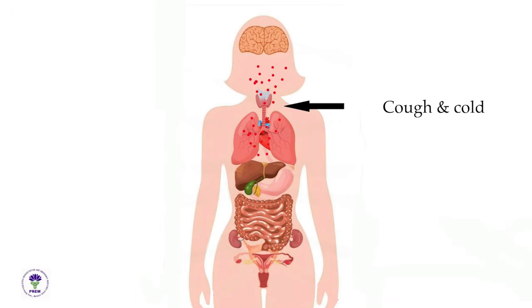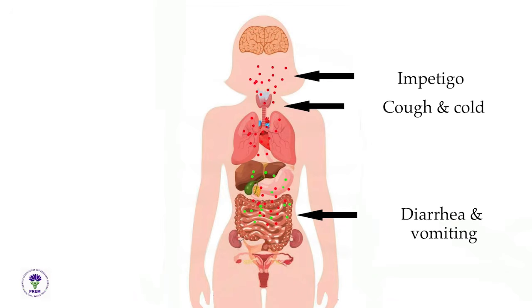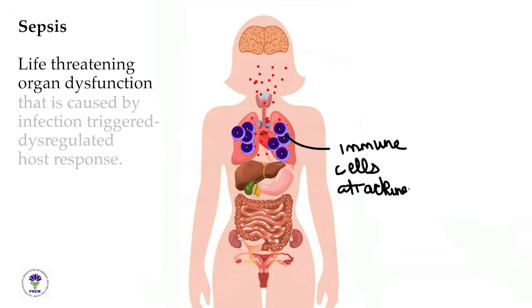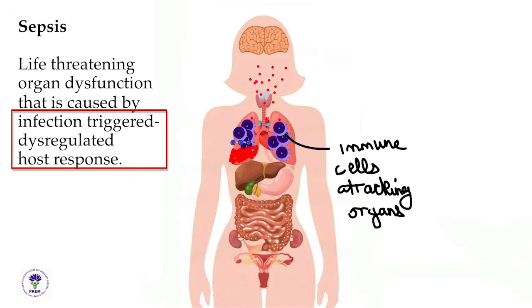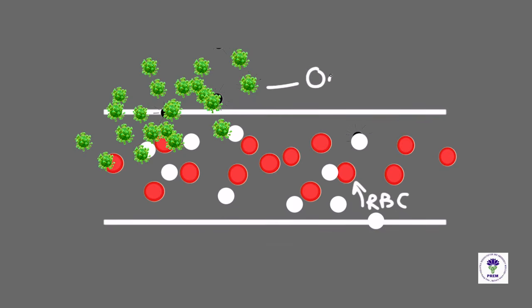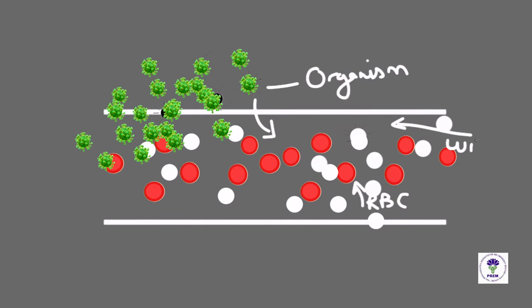Infection is cough, cold, diarrhea and vomiting, impetigo, urinary tract infection, etc. Sepsis, on the other hand, is defined as a life-threatening organ dysfunction that is caused by infection-triggered dysregulated host response. Now let's go through the steps. The organism enters the bloodstream. The organisms activate the WBCs.